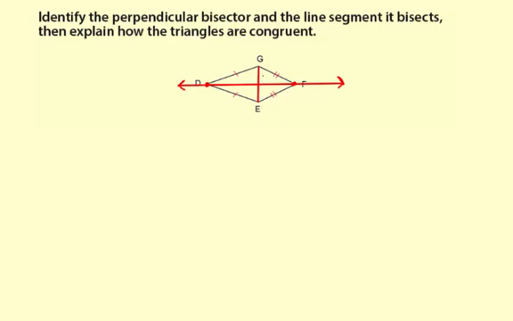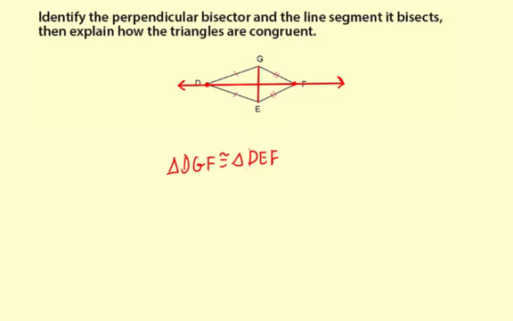So now let's take a look at the next part, explaining how the triangles are congruent. So by definition of reflection, point G maps to point E. That means that triangle DGF is congruent to triangle DEF. And that's because of the definition of congruence.